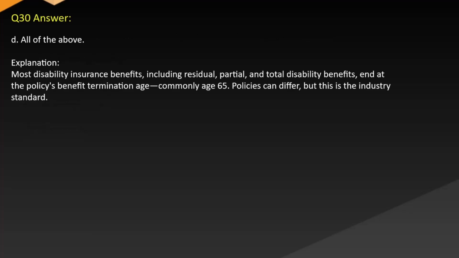Answer: D. All of the above. Explanation: most disability insurance benefits, including residual, partial, and total disability benefits, end at the policy's benefit termination age, commonly age 65. Policies can differ, but this is the industry standard.